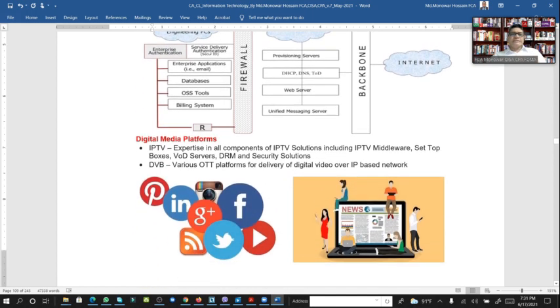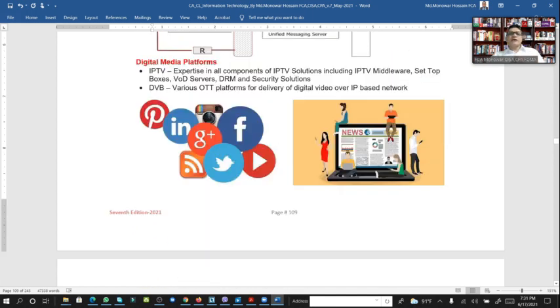Now digital media platforms. Here we see there are a lot of digital media platforms at this moment. IPTV, that means the expectation of all common IPTV solutions, including middleware, set-top box, etc., and DVB, various platforms. Also, we are using different types of social media digitally. Also web portals, for example news, etc.